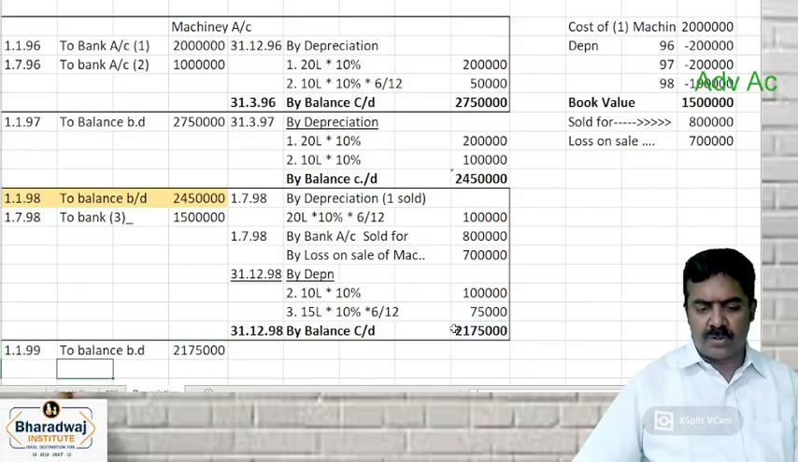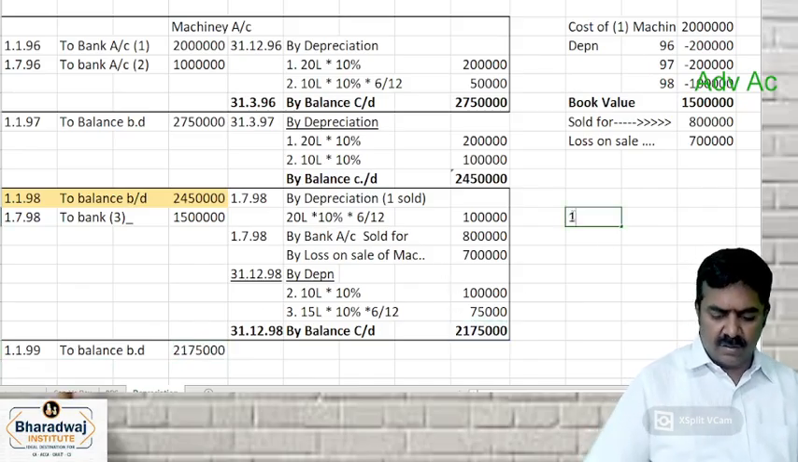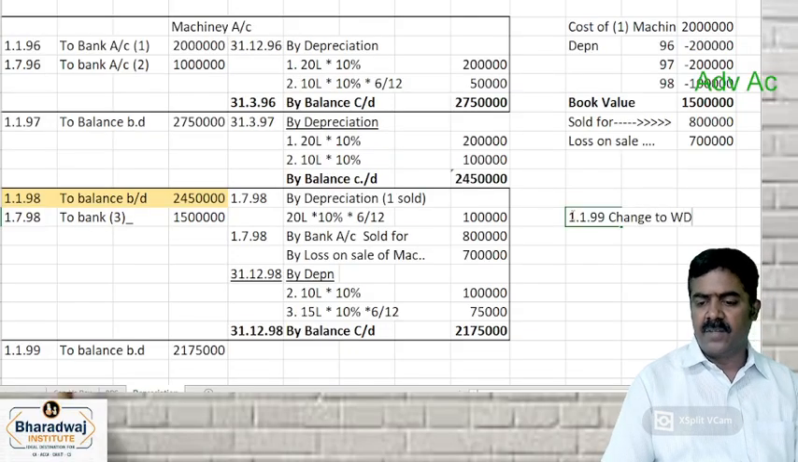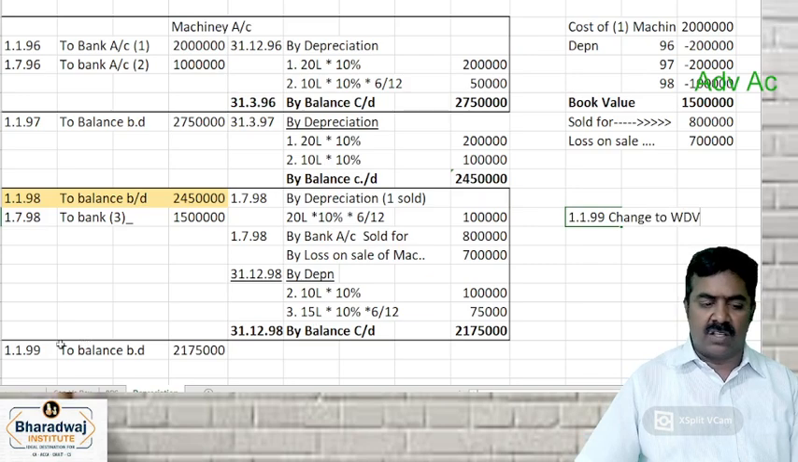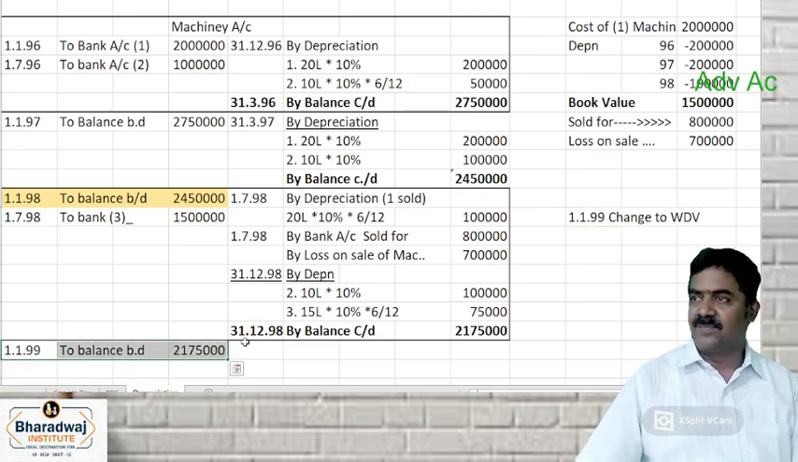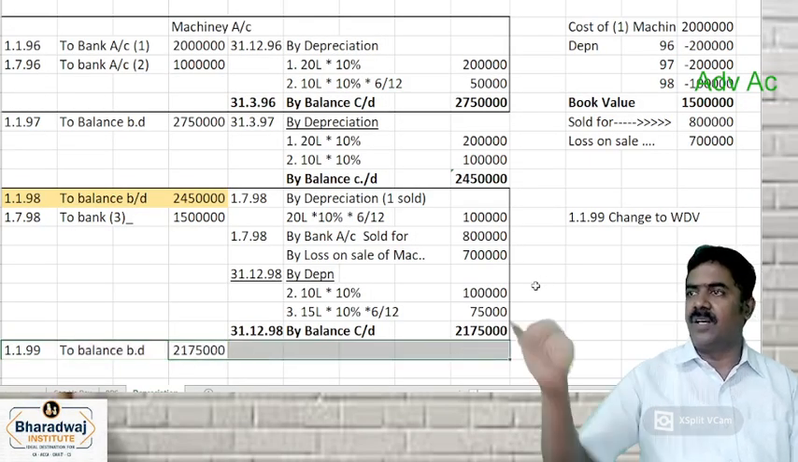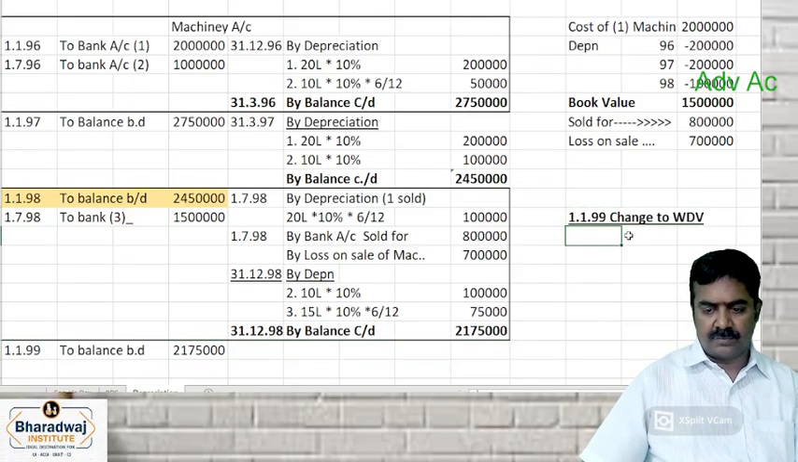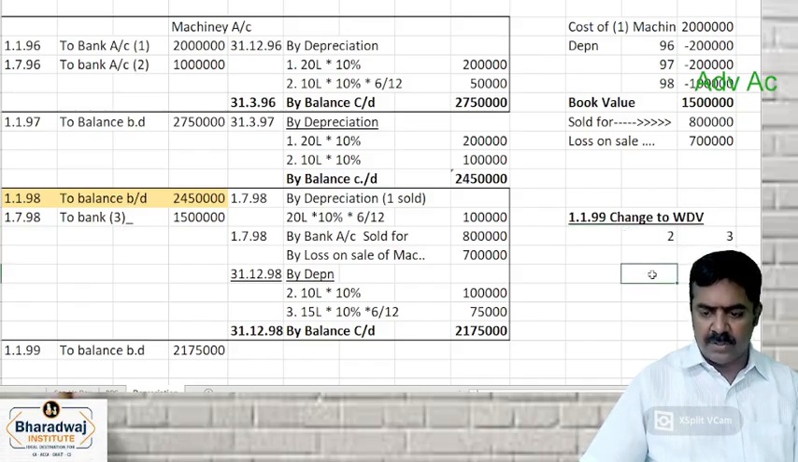Now we have to change the method. On 1/1/99, change to which method? WDV. If they say it is prospective effect, the director has put 20%. They tell you that it is a prospective effect. 21,75,000 into what? 20% over. No need to adjust for the past. So we have to change for the second machine and which machine? Third machine. Second machine and third machine we need to change.